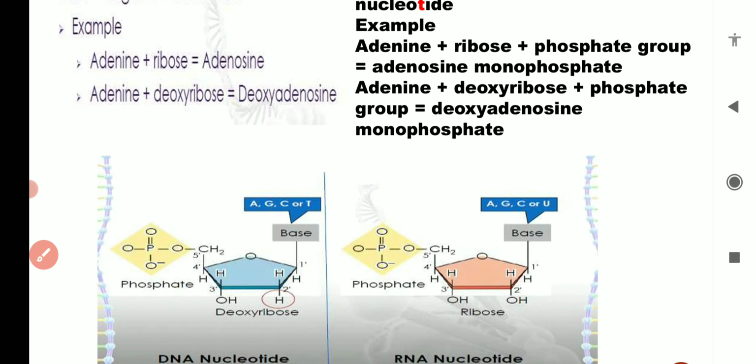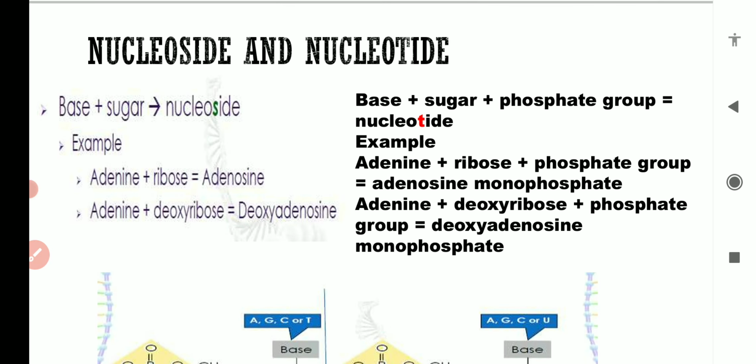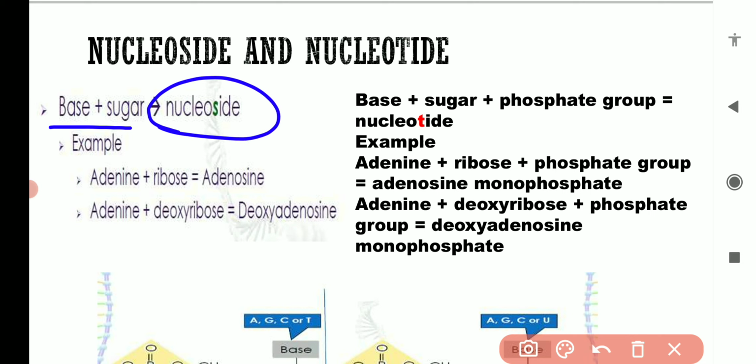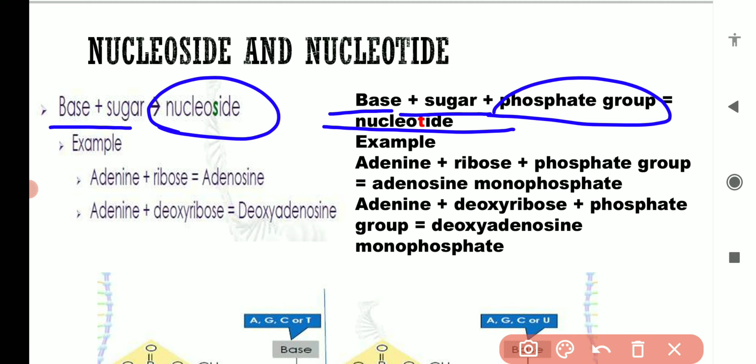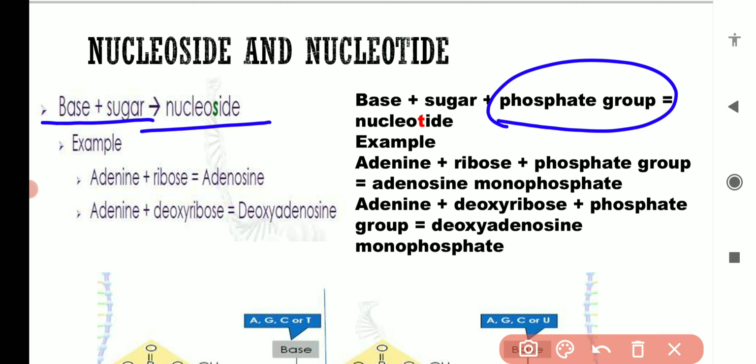Okay, you will see the image and you will see the difference between nucleotide and nucleoside. So basically when only the nitrogenous base and sugar are present in the structure, then it is known as a nucleoside. But when nitrogenous base plus sugar plus phosphate group is also present, then it is known as a nucleotide. So these are 2 terms, nucleoside and nucleotide. A nucleoside is when only nitrogenous base and sugar molecule are present, and when a phosphate group is also added to that structure, it is known as a nucleotide.